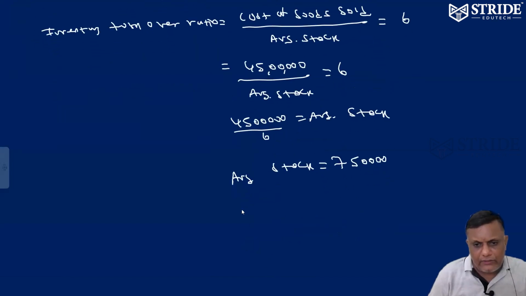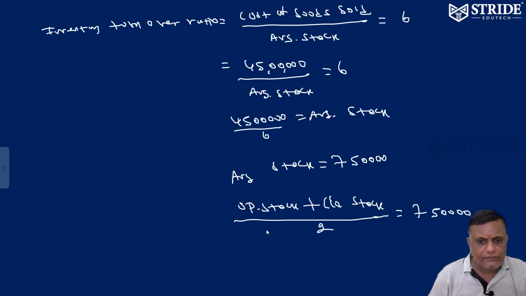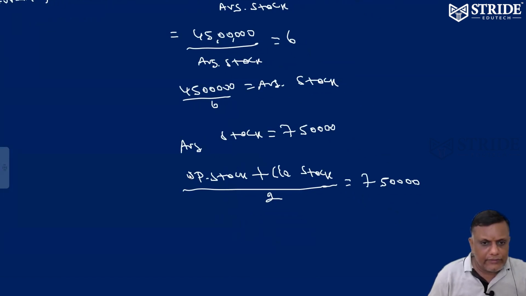What is average stock actually? Average stock is equal to opening stock plus closing stock by 2, and that is equivalent to 7,50,000.